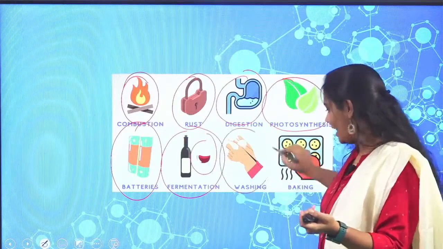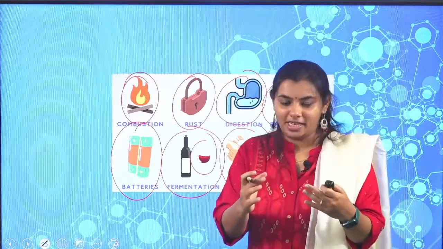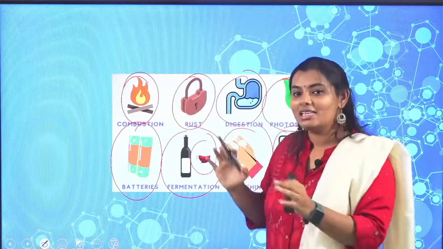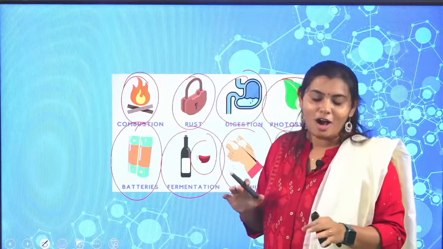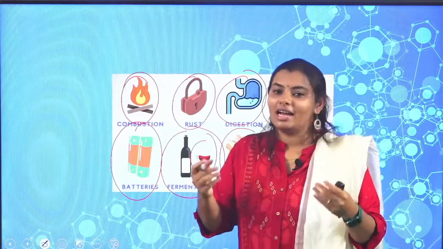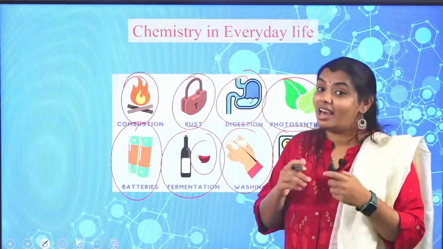Then washing of hands, baking. All of these are your day-to-day activities. All of these day-to-day activities have a little bit of chemistry in them, right? Almost when you observe, whatever work you are doing every day, it has chemistry involved in it. So this chapter is chemistry in everyday life.